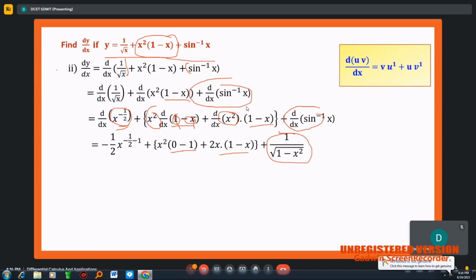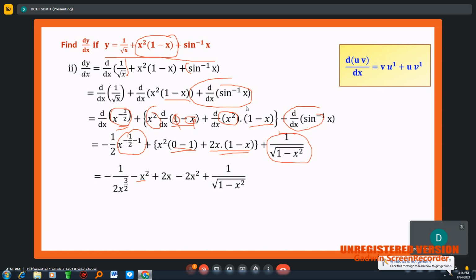Now, simplifying this one, see here, x to the power of minus 1 by 2 minus 1. x to the power of minus 1 by 2 minus 1 is x to the power of minus 3 by 2. x to the power of minus 3 by 2 we are taking to the denominator, that becomes x to the power of 3 by 2. Minus, here why? Because 0 minus 1 is minus 1. Minus 1 into x square is what? Minus x square.